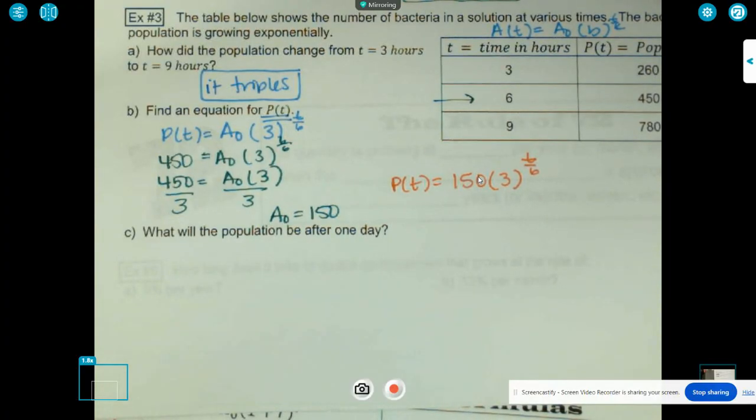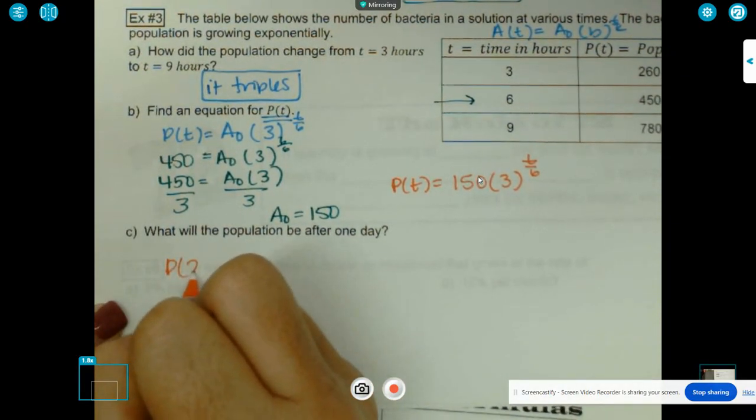So now it says, what will the population be after 1 day? So I go in, I put 1 in for t, right? Why not? Why do I put 24? T is in hours. That's what they do, y'all. Make sure you read. Okay, so we're going to do t is 24.